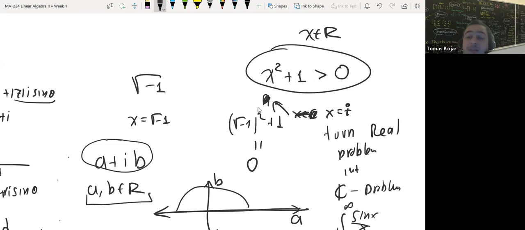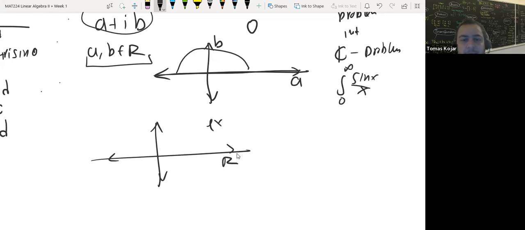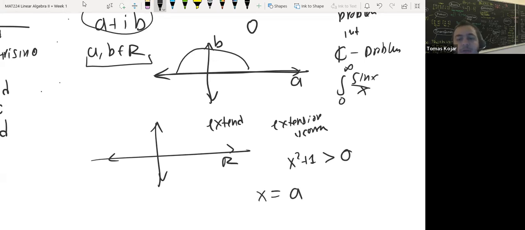Also, you always have to specify the domain. So you should think about this as a new domain. You have the reals, and then you extend, and the extension is consistent, meaning that you can still say that x squared plus 1 is strictly positive when x is of the form a plus ib with b equal to 0. So there's this consistency there. Is that okay?